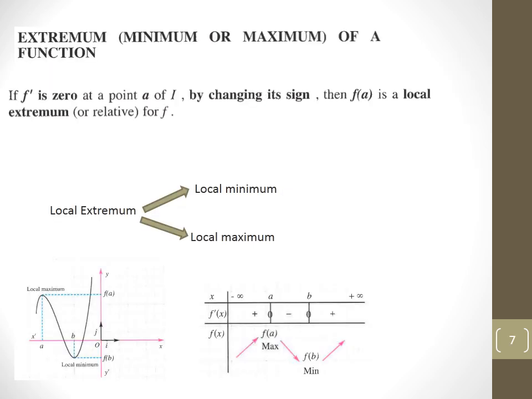Now, what if the derivative is not positive all the time or negative all the time? If the function is increasing then decreasing, or decreasing then increasing, that means the derivative is changing its sign, so it has a local extremum. A local extremum could be a local minimum or a local maximum. If the function is increasing then decreasing, it has a local maximum. If it's decreasing then increasing, it has a local minimum. So if the derivative is not constant or it's changing its sign, it means the function has a local extremum.